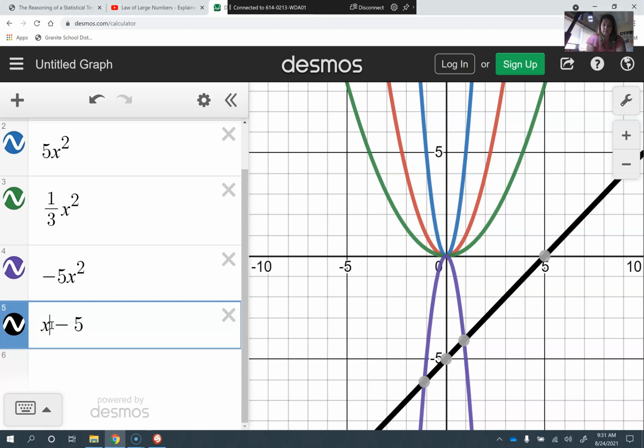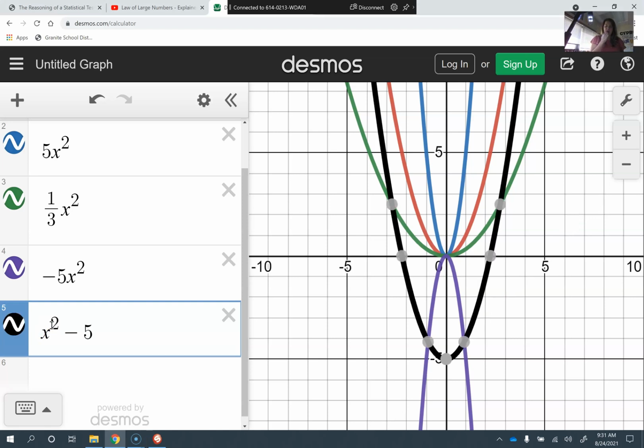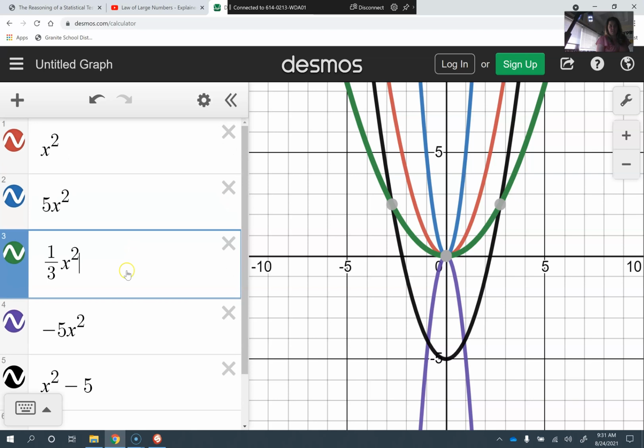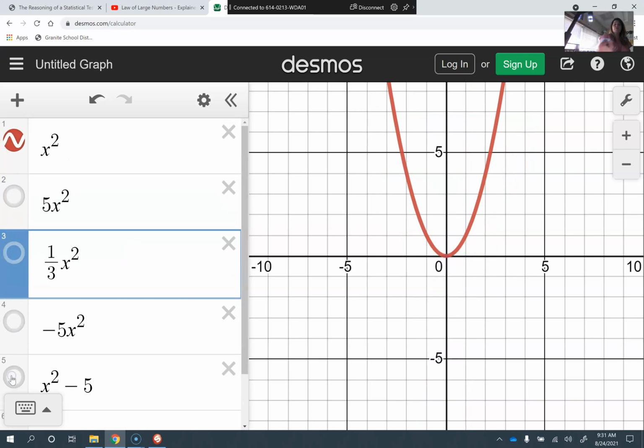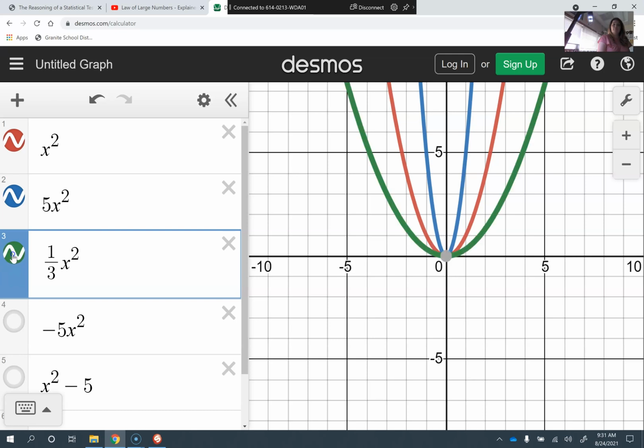So now instead of the linear, I've changed them all to x squared. If you're watching this video, I left off the linear family. So they all start out as that red guy. If I multiply him by 5, he turns really skinny. If I multiply him by a fraction, he gets really wide. If I turn him negative, he goes upside down.